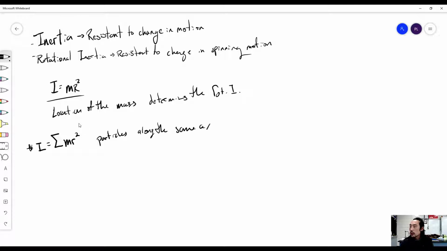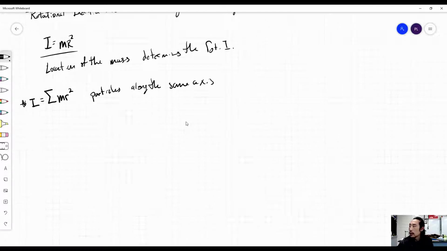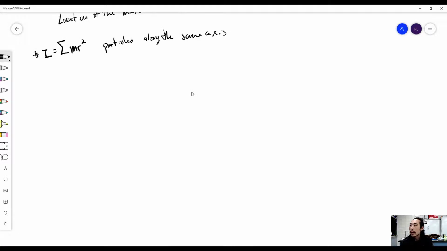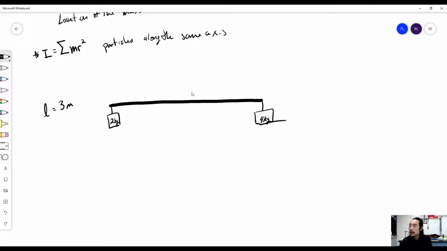So let's do a quick example problem. Let's say we have a long rod, and on this long rod we are hanging two objects. We have object 1 here, and we have object 2 here. Object 1 has a mass of 2 kilograms and object 2 has a mass of 4 kilograms, and we can say that the total length of the rod, L total, is equal to 3 meters, so from end to end is 3 meters.